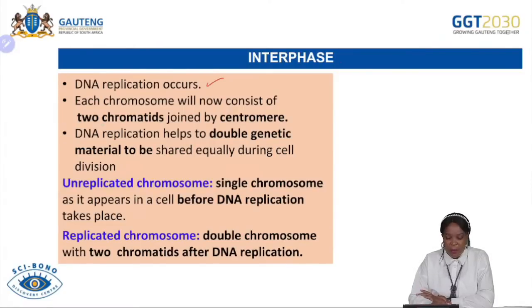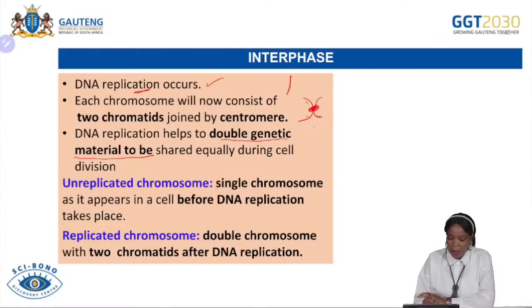DNA is going to replicate, meaning we're going to make more copies. Then each chromosome will now consist of 2 chromatids joined together by a centromere. So we're going to have this stage. Interphase is very important to give us chromosomes like this, not a single-stranded chromosome, because now we want to double our genetic material. Now DNA replication helps to double the genetic material to be shared equally during cell division. We want to have enough so we can share. Then unreplicated chromosomes, single chromosomes, then are going to appear.